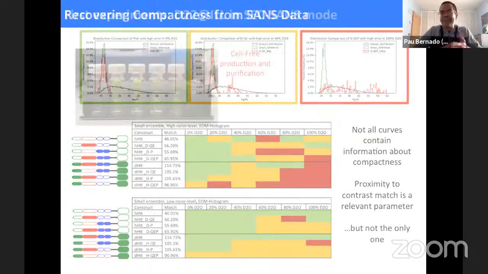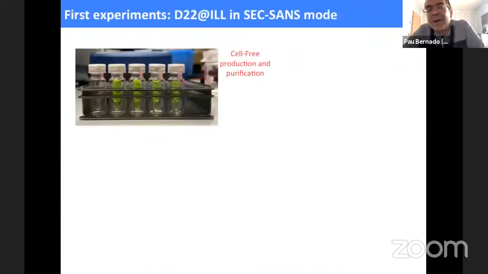Okay, this is all the theory, but does it work? There are multiple problems that we have to face. The first one: will we be able in cell-free to produce enough protein to do SANS experiments? We know that we can make enough sample to do NMR, but SANS is slightly more demanding.